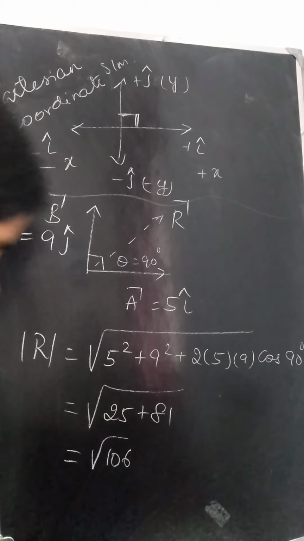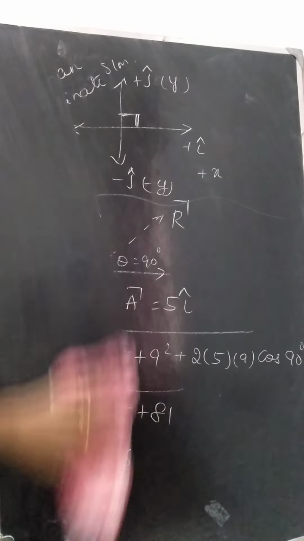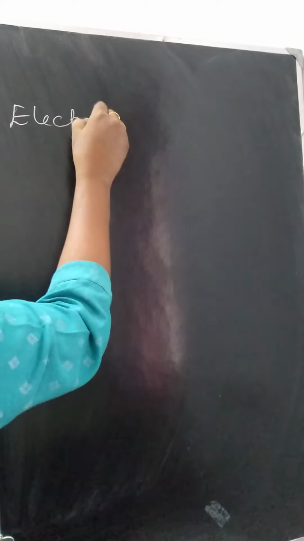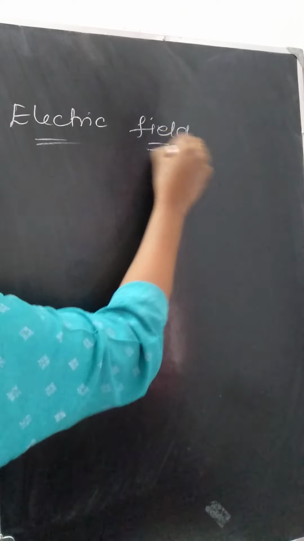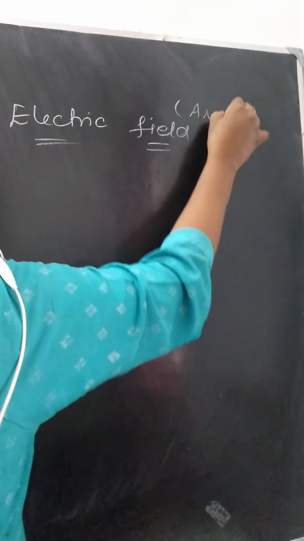Okay, so the next one is electric field. Just check out the next heading, electric field. Am I correct? Okay. Electric field. What is meant by field? Area. Can we say area? Area around it? Field is nothing but the area around the charge.